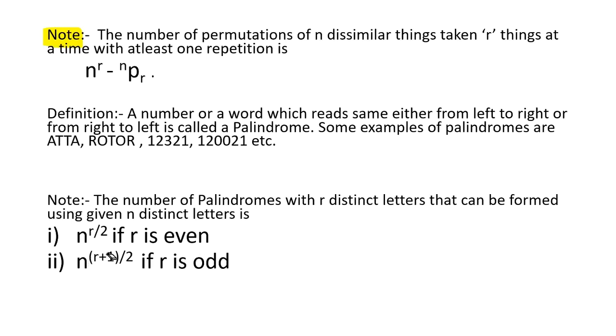If r is an even number, then we fill the first half of the blanks. If r is an odd number, then we fill the first r plus 1 upon 2 blanks. Those things can be done in n raised to r by 2 ways or n raised to r plus 1 upon 2 ways.